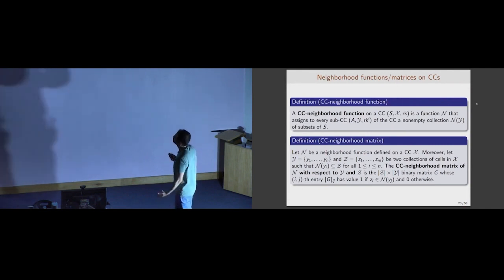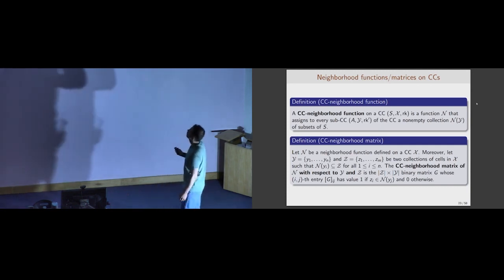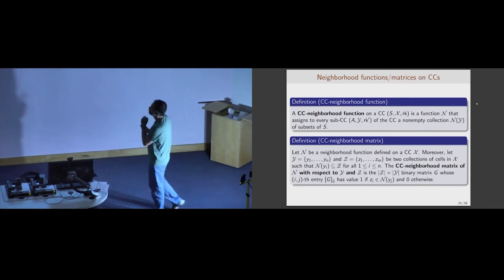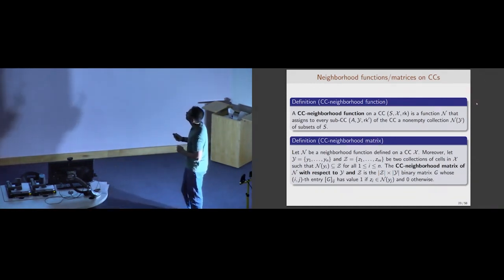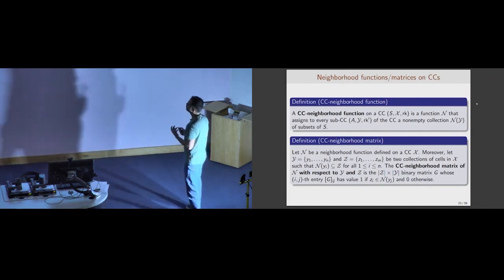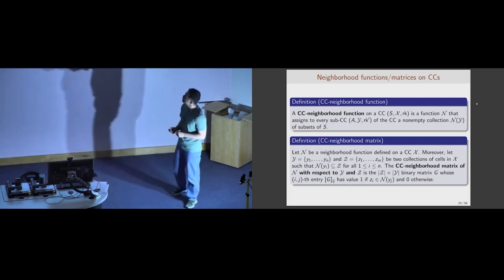We can define a CC neighborhood function, which is also abstract, that assigns to every sub-CC of a CC a non-empty collection of sets that come from the relations in the sub-CC. But now, again, how can I actually encode that in the computer? The way you can do that is by passing from a function to a matrix. So we need now a definition for a CC neighborhood matrix.